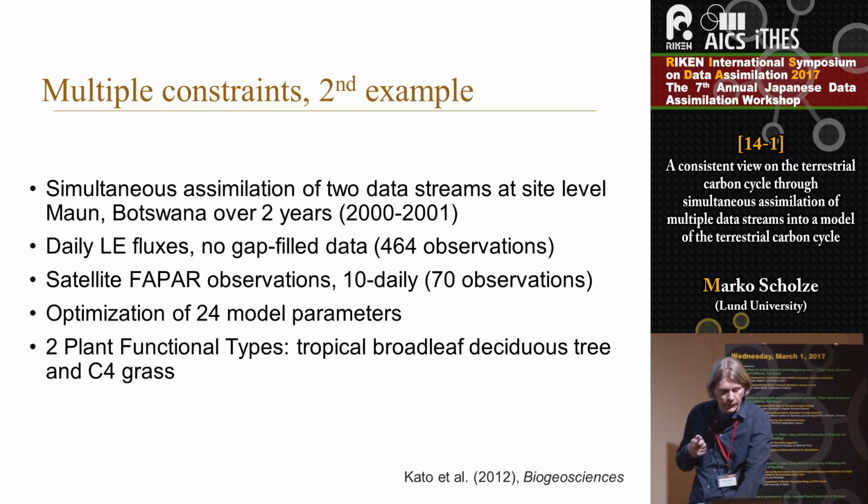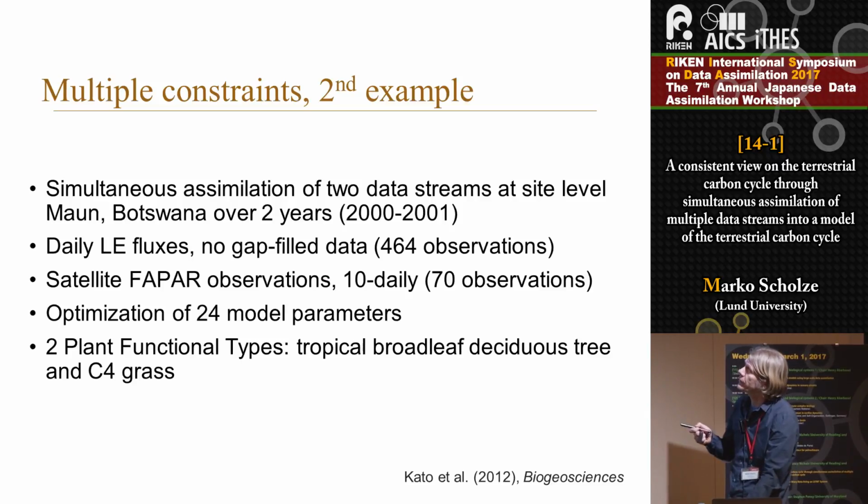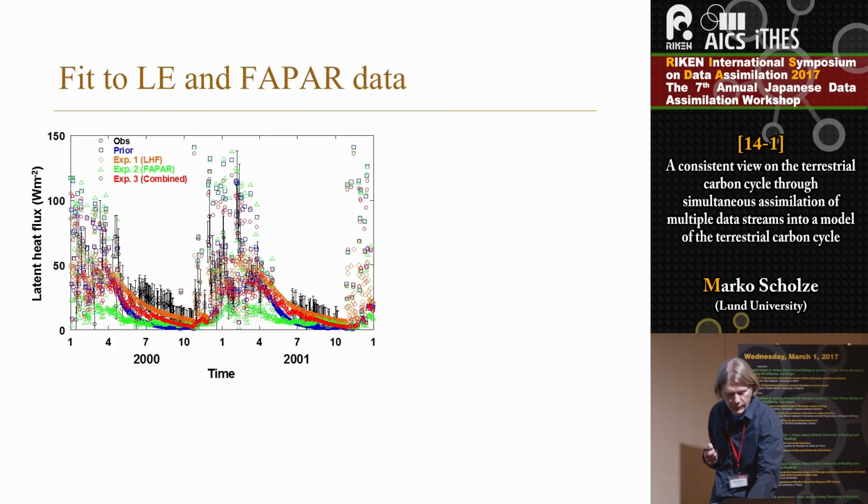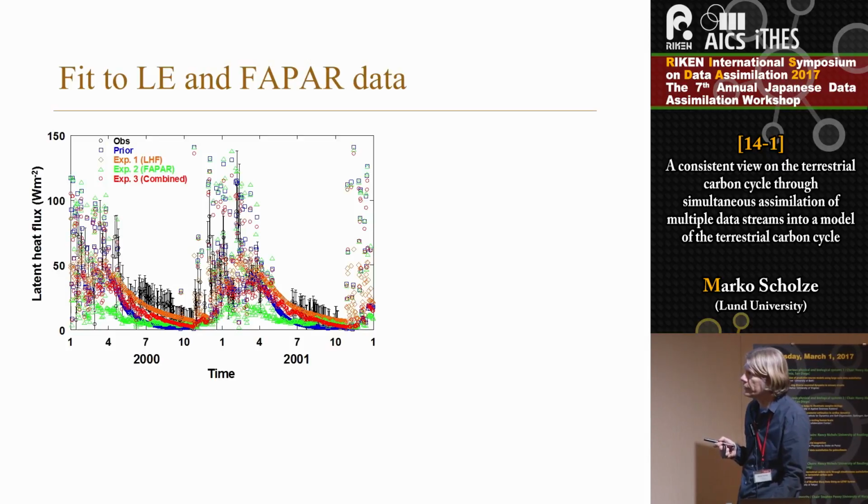As a second example of a multiple constraint, it's a slightly different setup just for one site, which is measuring the fluxes. So there we use the latent heat flux and also the FAPAR observations. It's an optimization of 24 parameters, since there are only two plant functional types. And here's a fit to the data for the latent heat flux. So black are observations, blue is the prior, and then it's either the latent heat flux or the FAPAR data assimilated in orange and green, or the combined.